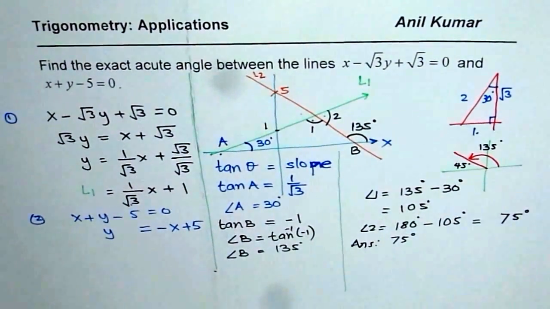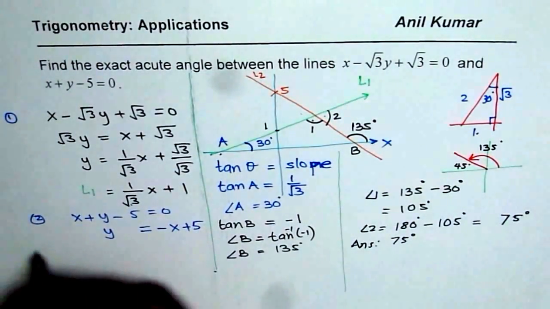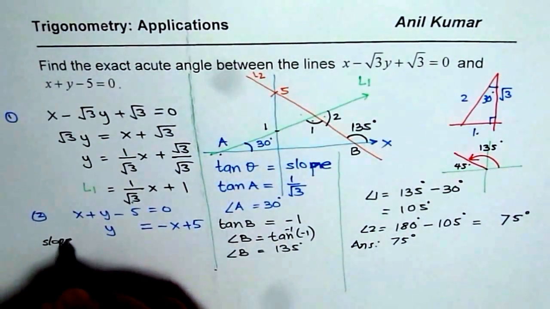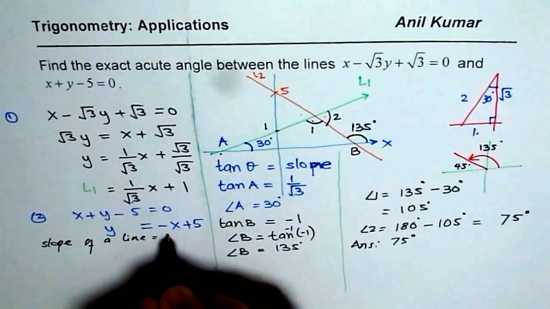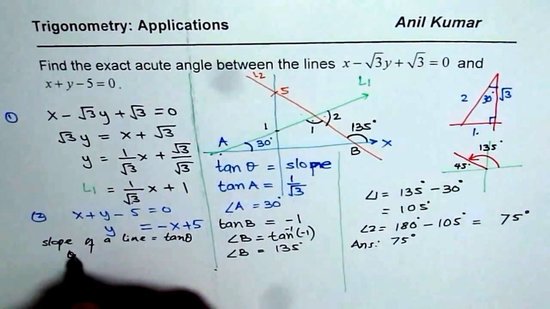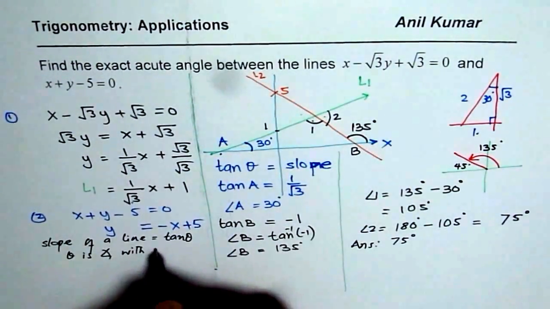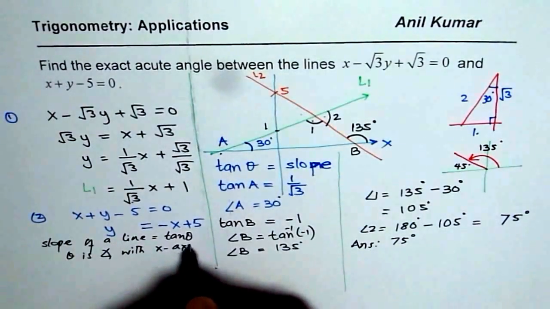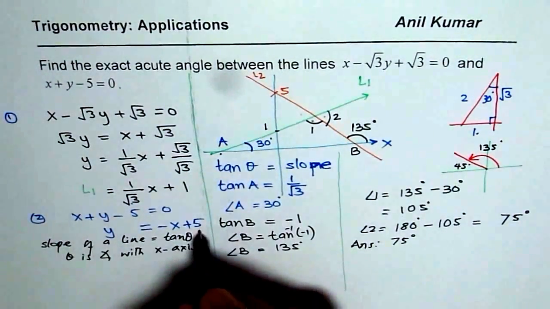I hope you understand and appreciate the concept. We have related trigonometry with lines and slopes. Remember, the slope of a line equals tan theta, where theta is the angle with the x-axis, the positive x-axis I should say. That is key to solving these kinds of questions.